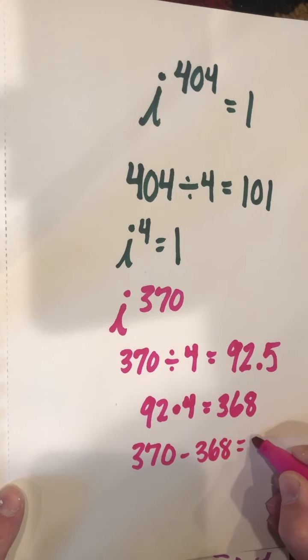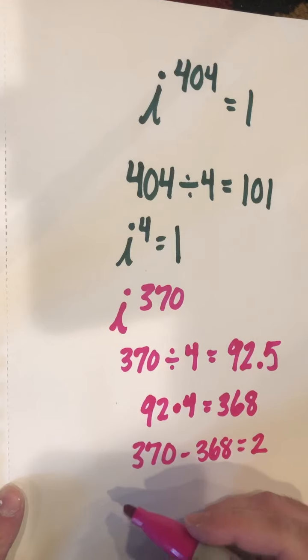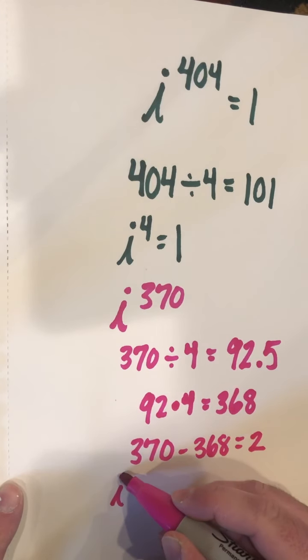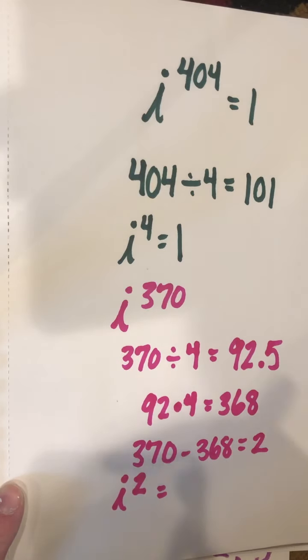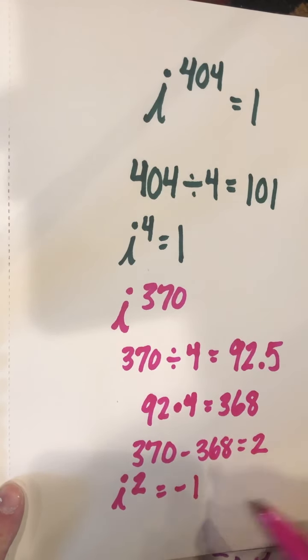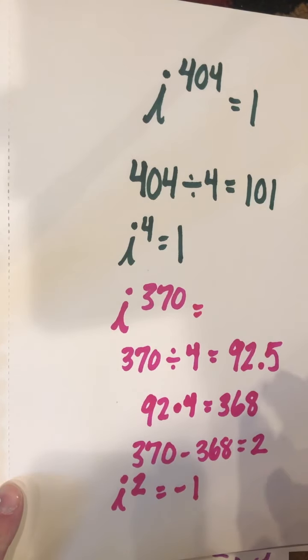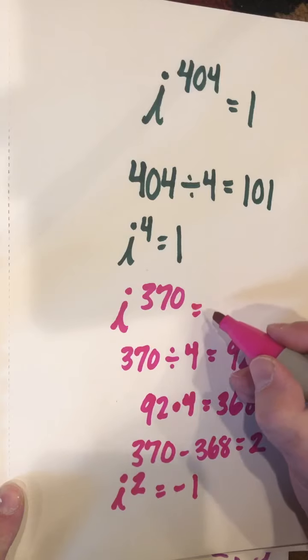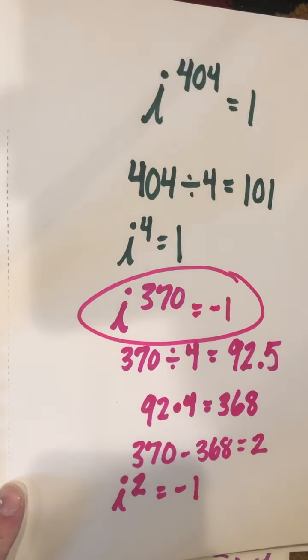And I know I'm left over with 2, or a remainder of 2. So then I go back and I look: okay, I have a remainder of 2, so that means there's a 2 up here. Well, what is i squared? As long as you remembered those original i to the first, second, third, and fourth, you're good. You know that i squared is -1. So this whole thing, I don't have to sit there and write out 370 i's. I can just say, okay, the whole thing equals -1. And I've got my answer.